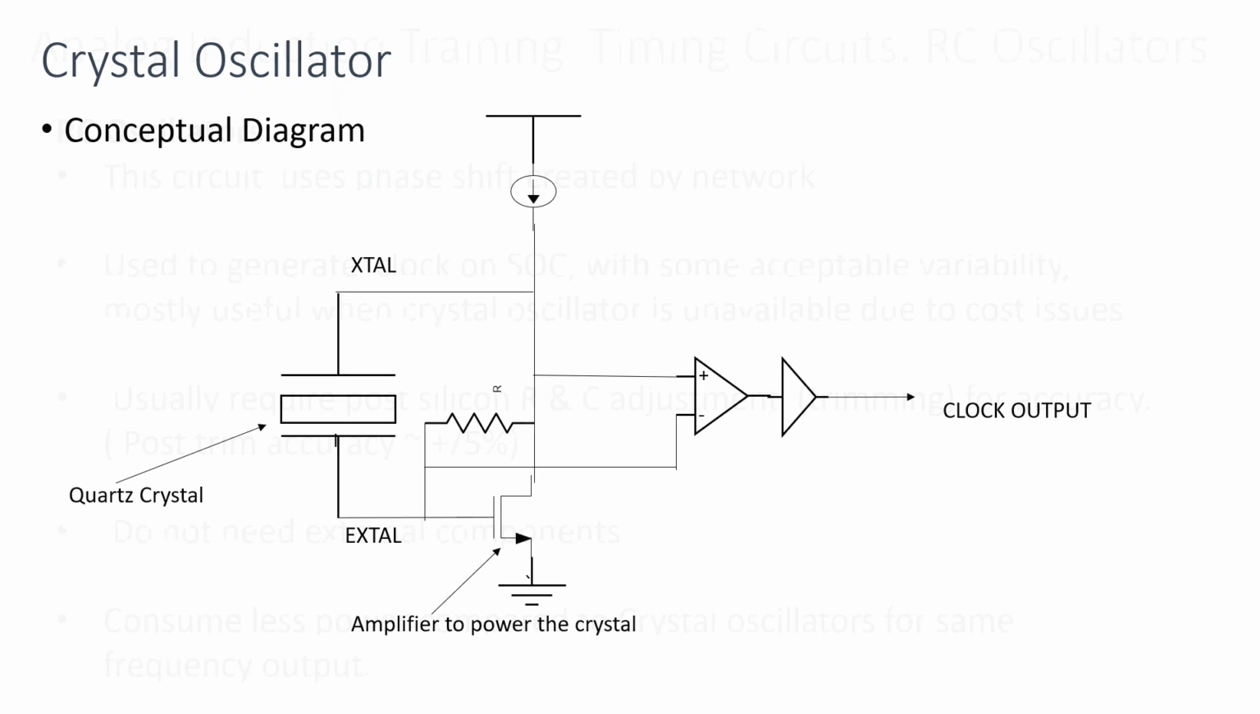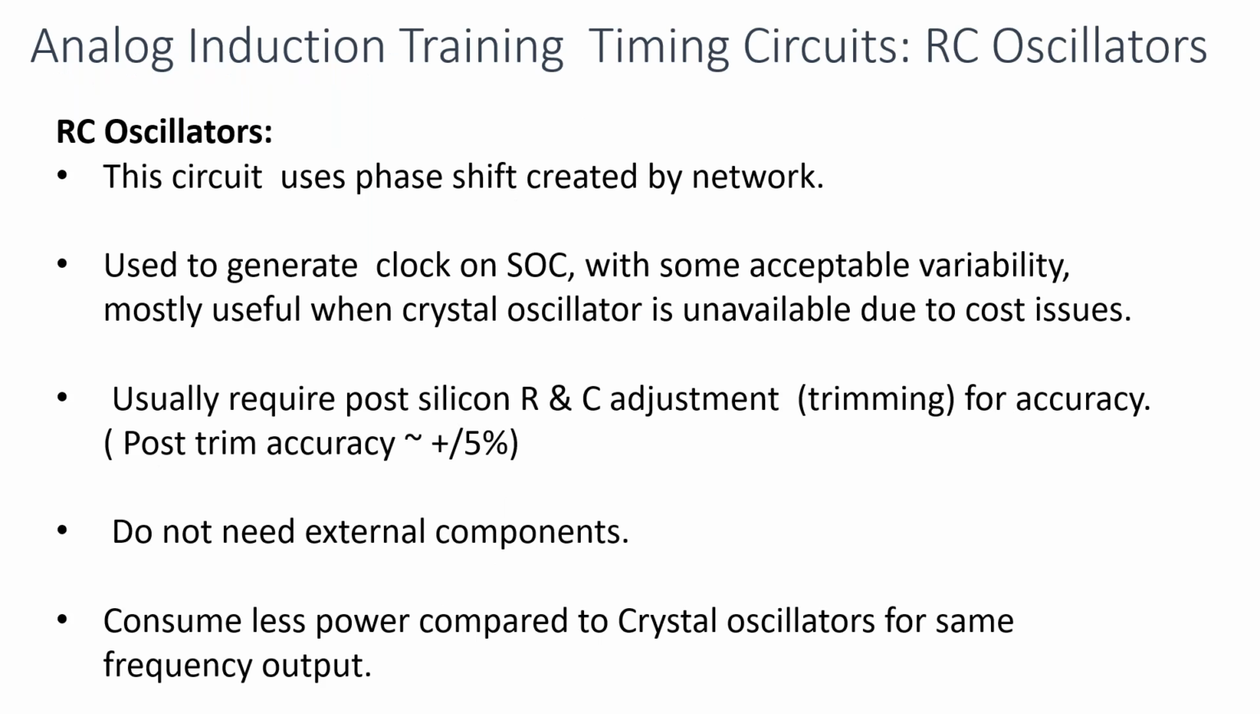Another example of clock reference generation is the RC oscillator. This is cheaper than a crystal, because for a crystal you need an external off-chip component, but this can be generated within the chip. The trade-off is that it will not be as accurate. You typically need to do some post-silicon RC adjustment, which we in industry call trimming, and the post-trimming accuracy is roughly of the order of ±5%. So there you have an accuracy of less than 10 parts per million; here you have ±5%.